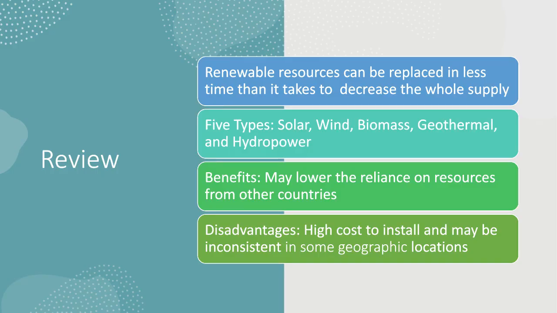And just to review, renewable resources can be replaced in less time than it takes to decrease the whole supply. There's 5 different types: solar, wind, biomass, geothermal, and hydropower. Benefits: I think a great benefit is it may lower the reliance on resources from other countries. Disadvantages: it's a high cost to install and may be inconsistent in some geographic locations.